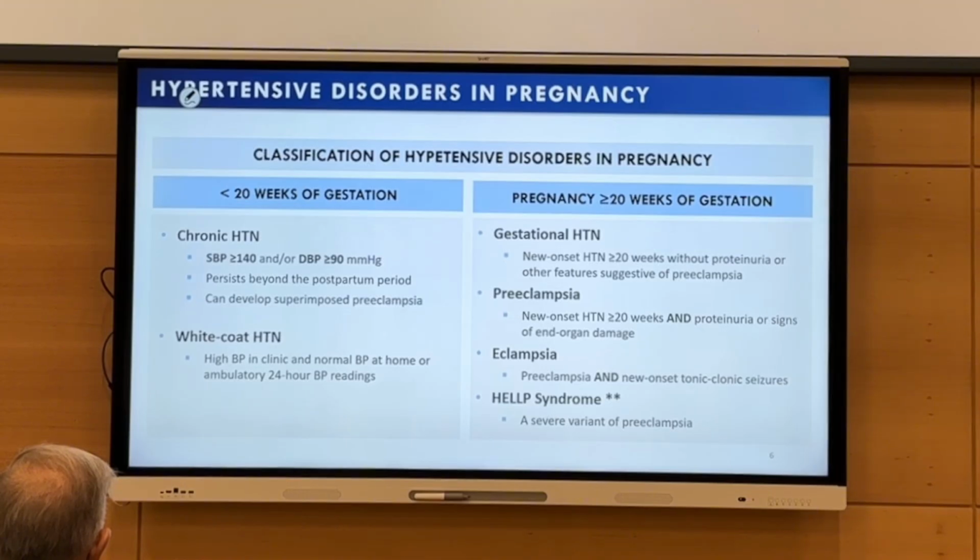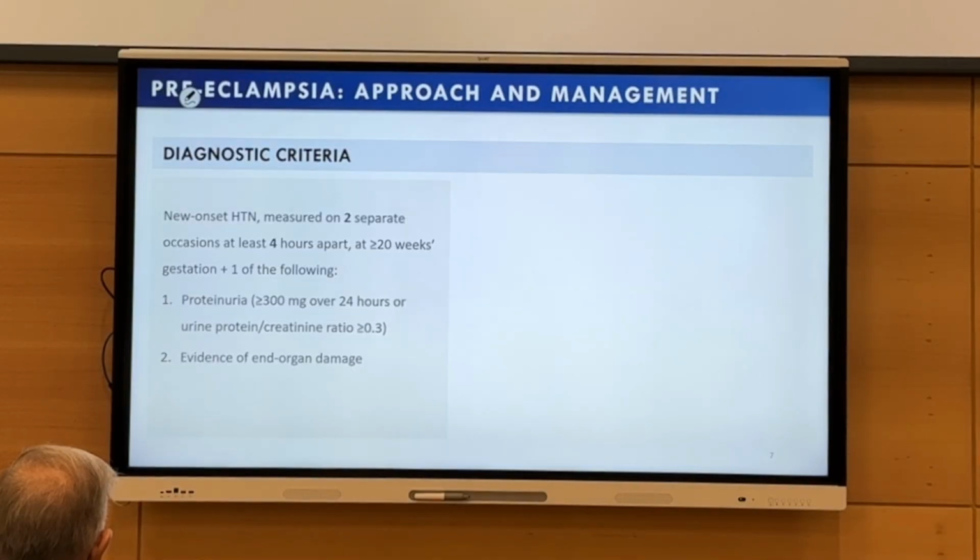HELLP syndrome, do you know what this stands for? Excellent. Hemolysis, elevated liver enzymes, and low platelets. So the diagnostic criteria: new onset hypertension should be measured on 2 separate occasions, at least 4 hours apart, and either proteinuria or evidence of end-organ damage.